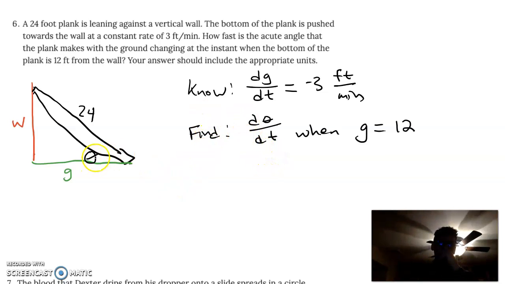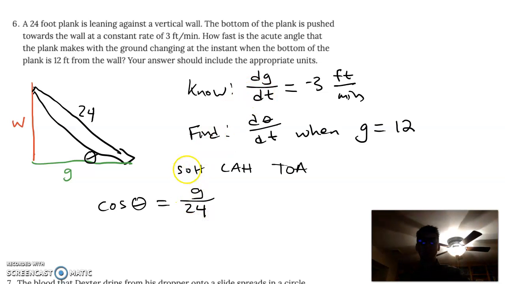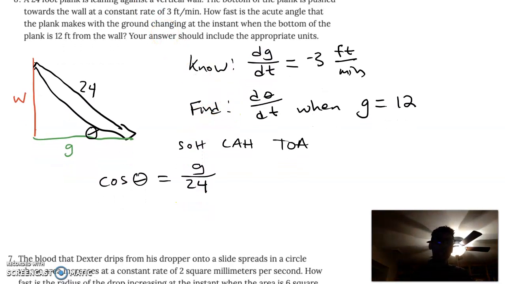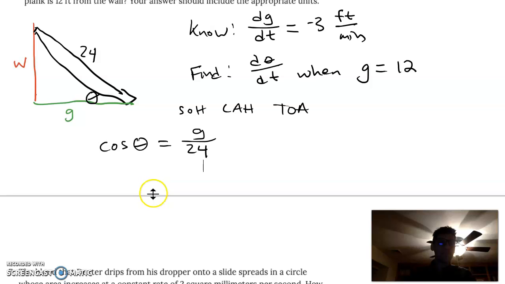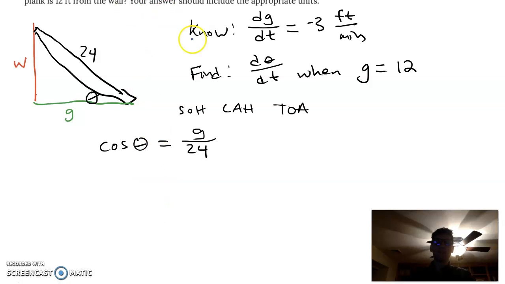Okay, let's see. Well, they didn't really say anything about the wall, so we're really trying to relate the angle and the ground. We have info on the 24. So I think cosine would relate the G to the 24. So we could say the cosine of theta equals G over 24. That's a correct equation. Correct me if I'm wrong. Always leave a comment, but let's keep it rolling.